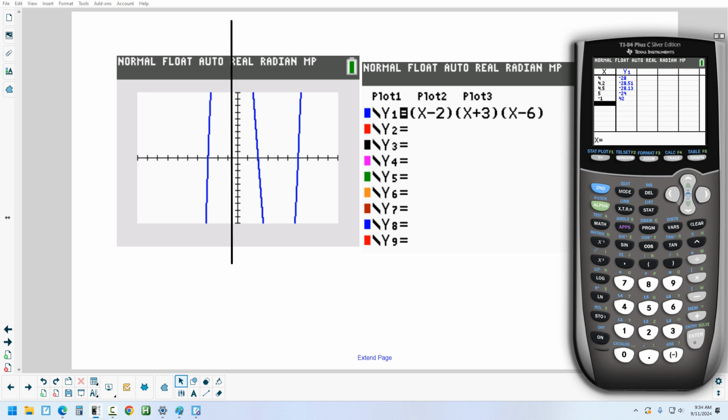And I don't have to use this table. I could plug in negative 1 by hand and do it out. So negative 1 minus 2, negative 1 plus 3, negative 1 minus 6. So plug negative 1 in for x and then multiply it all out. But the table's quicker. It does it for you.